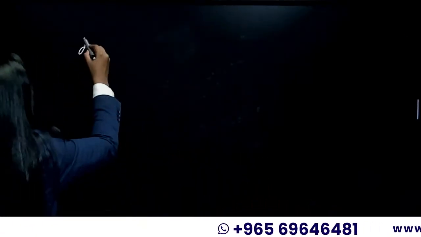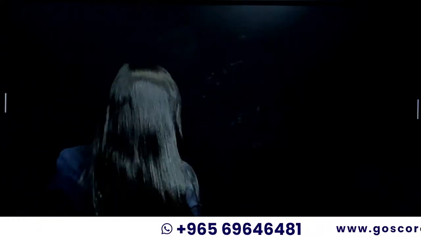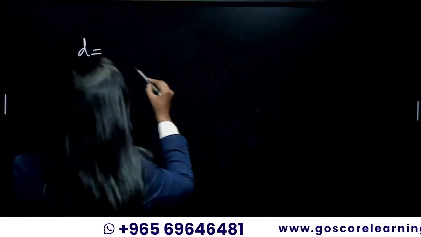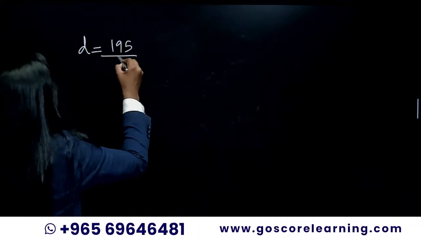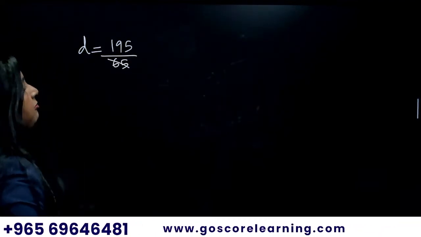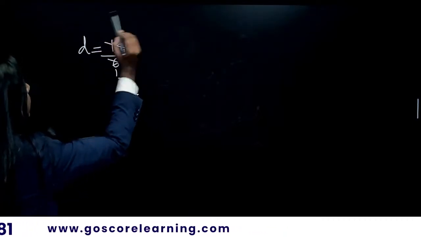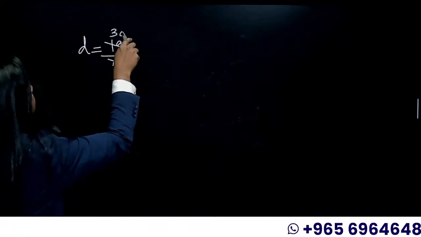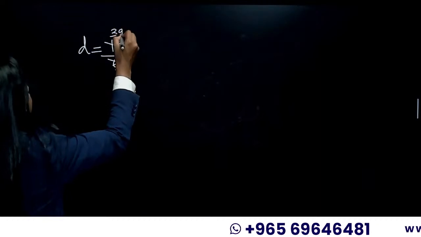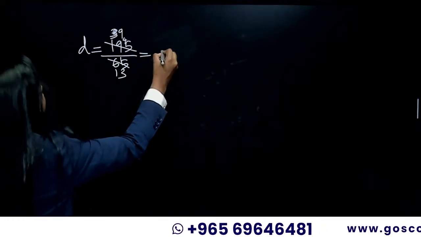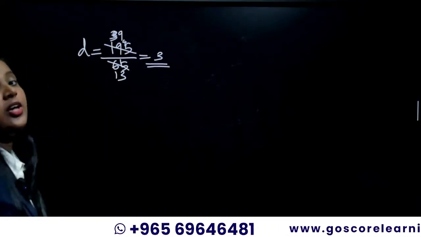So D was equal to 195 divided by 65. Okay, we can cancel this by 5. 5 ones are 5, 3, and then 3 5s are 15, 3 5s are 15. Okay, and then this is going to be 4. I mean 4 here. 39. Okay, this is going to be 3. So we got the value of D.